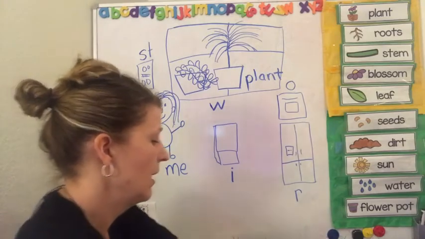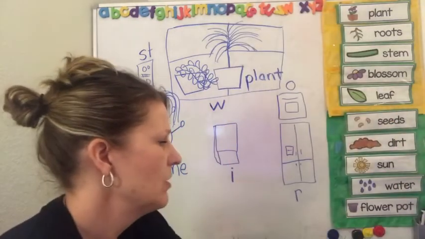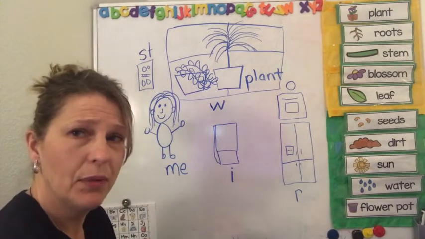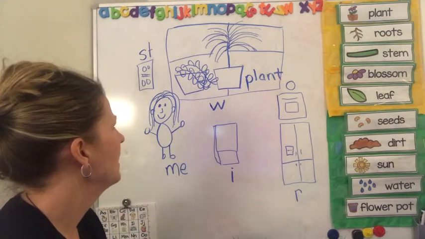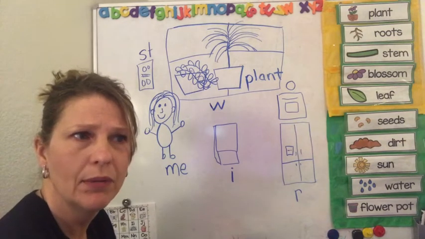Now it's going to be time. After I label, I know that it's time to write. So I'm going to try my best to write some letters. You might just write some letters. You might write beginning sounds. But we're going to write a sentence together. So here we go. What did I say? I said I have plants that sit in my window, so in my kitchen.